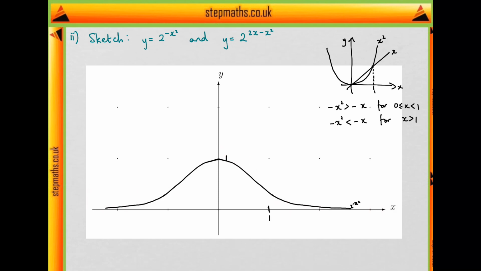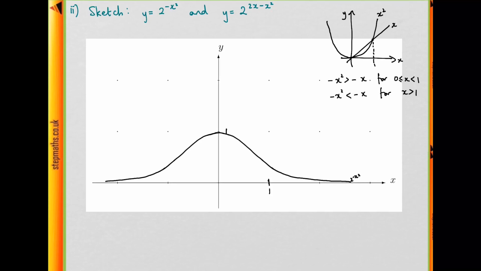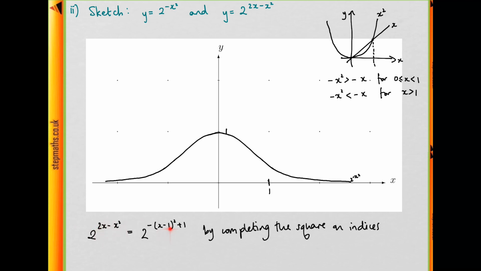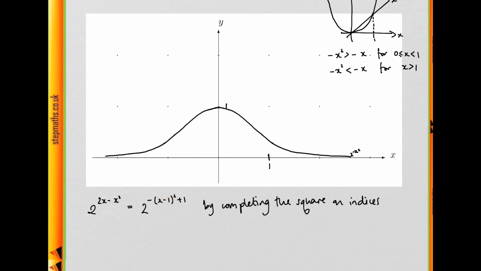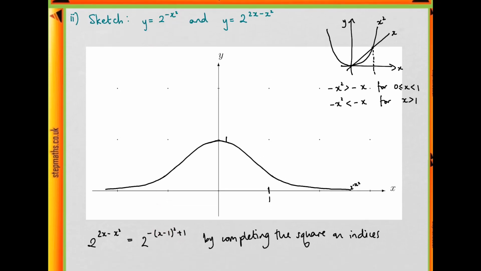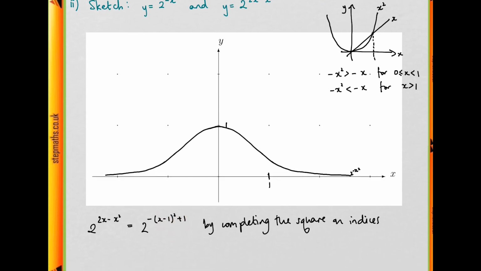Okay, so now what about 2 to the 2x minus x squared? So we can't translate by 2x, so we're going to have to do something else first to make this into a transformation that we recognize. So a standard trick is to just complete the square on this index. So if we complete the square on the 2x minus x squared, we have this. And so this is like our 2 to the minus x squared graph, but translated by 1. And for this plus 1 on the end, well, this is like saying 2 to the minus (x minus 1) squared times 2 to the 1, which is just 2.